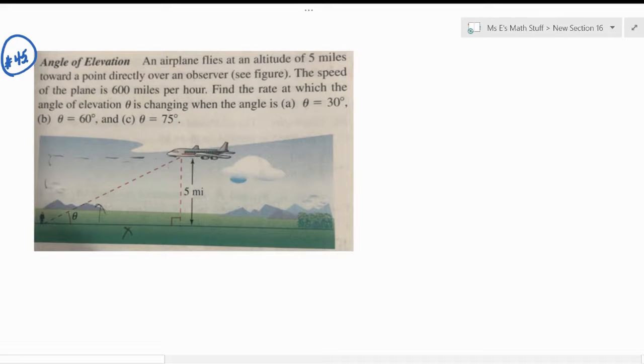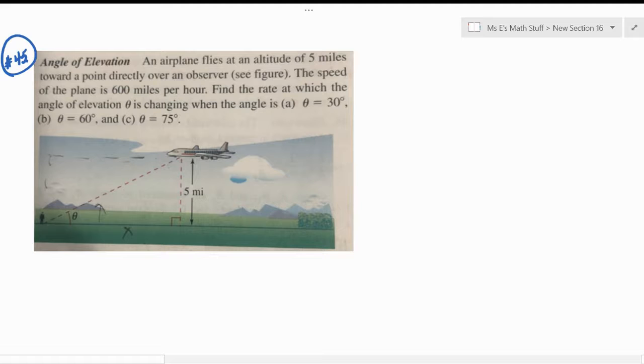All right, problem 45 says an airplane flies at an altitude of 5 miles toward a point directly over an observer. As you see here in the figure, the speed of the plane is 600 miles per hour, and they want you to find the rate at which the angle of elevation, theta, is changing when the angle is 30 degrees, 60 degrees, and 75 degrees.